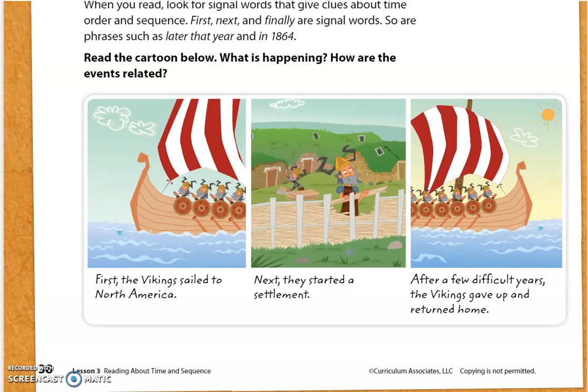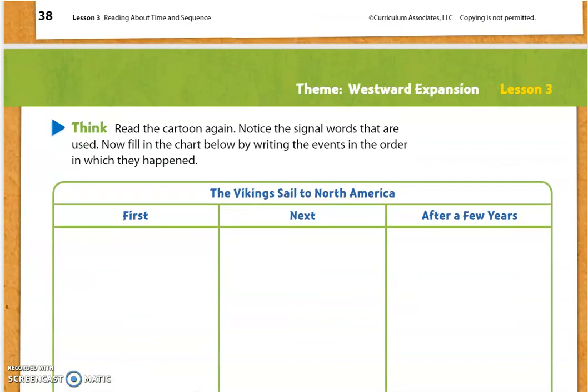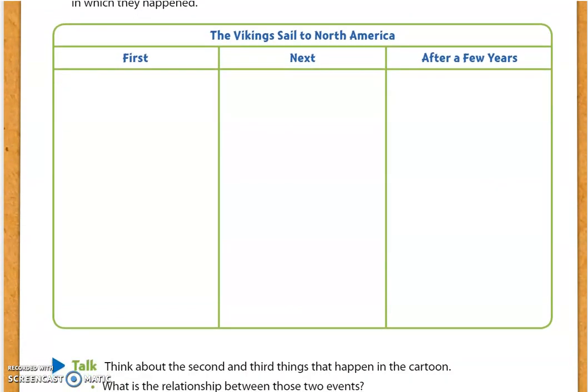Read that cartoon again for yourself. Notice the signal words that are used. Then fill in the chart on page 39. In the first frame, you should have the Vikings sailed to North America. In the next frame, you should have they began to build settlements. In the last frame, you should have they returned home.